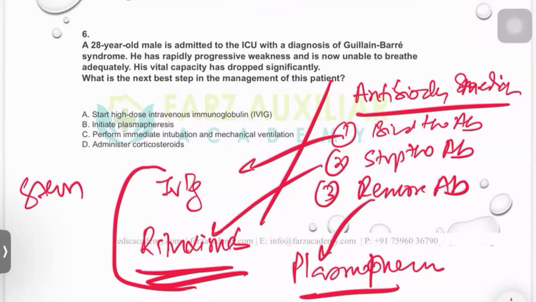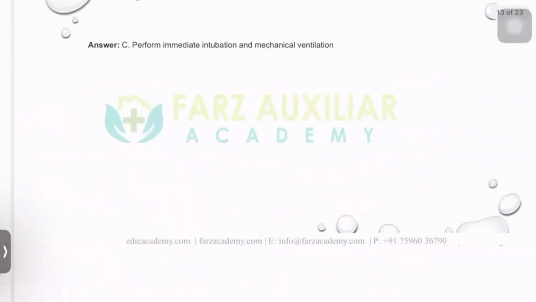The same will be the answer if the patient has myasthenic crisis. Intubate, and then these are the other possible options. So A, B, D can happen later. Immediately you need to intubate the patient.